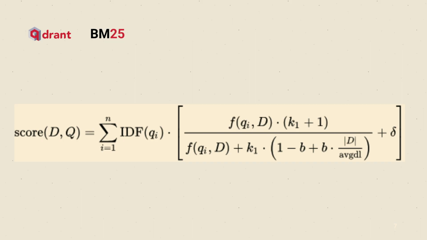The problem, of course, with this approach is if I ask you to close your eyes and I say, bat, do you think of something with eyes or do you think of something you would swing? BM25 doesn't know the difference, right? So the idea is, how can we let it know the difference between a fruit bat and a baseball bat?